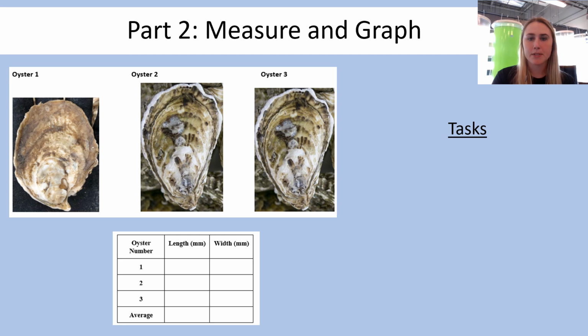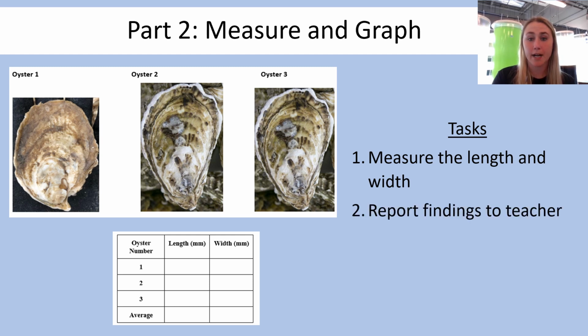Part 2 prompts students to measure the length and width of each of the oysters on their farmer profile. Students will use rulers and practice calculating averages. Students will report their findings to their teacher for them to write on the board, and each group will then plot their own data and data from other groups on a bar graph.